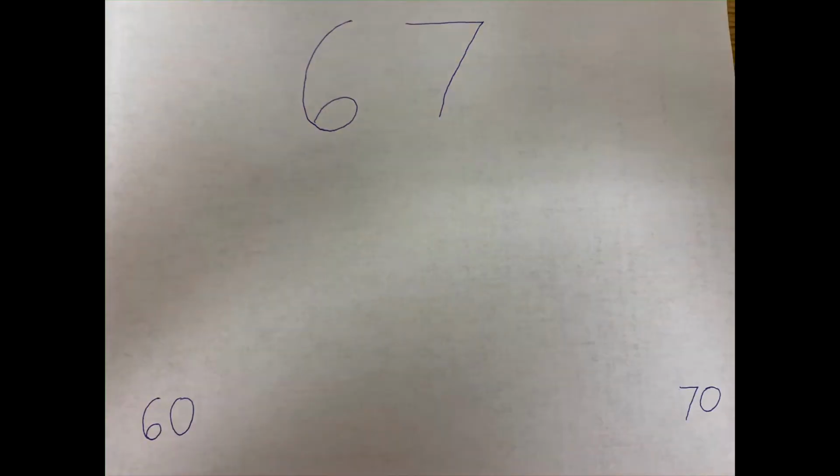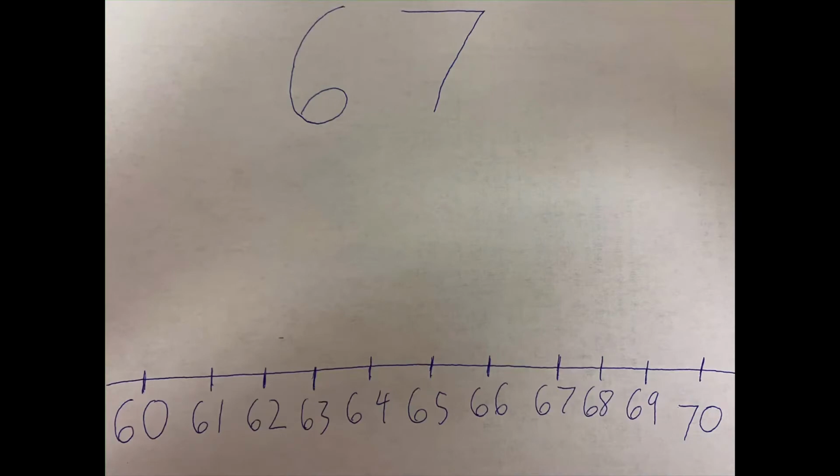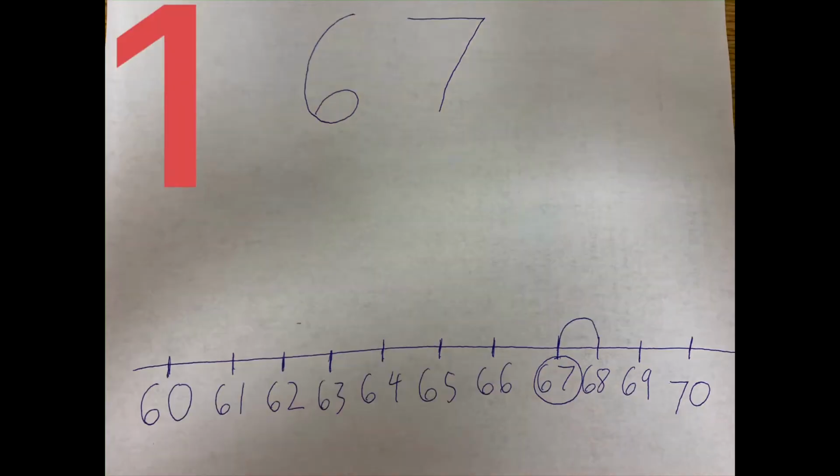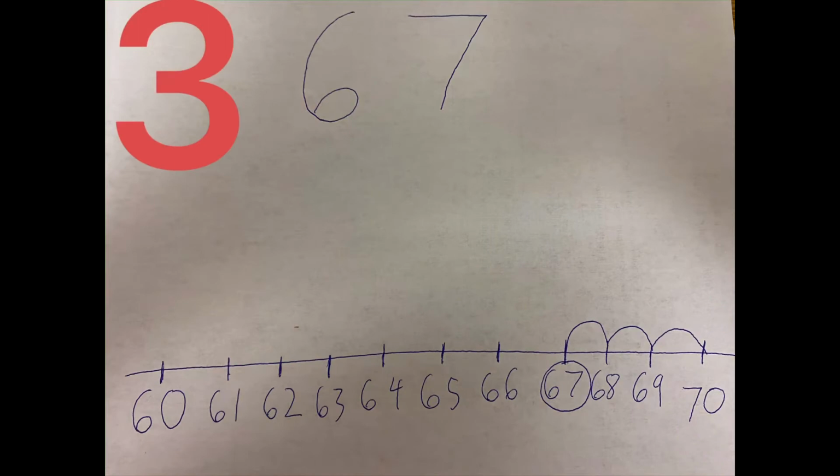Let's try another number. Here's the number 67. We know that 67 is between 60 and 70. Let's add in all the numbers in between and then find 67. Now we're going to count the spaces up to 70. Are you ready? Let's go. 1, 2, 3. There are 3 spaces between 67 and 70.